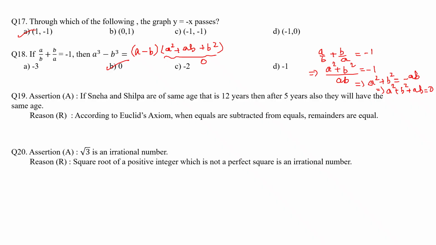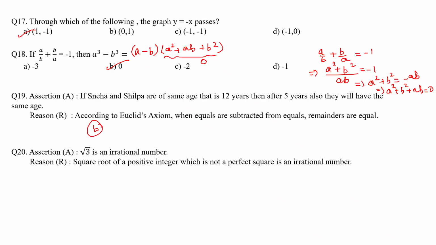Next question number 19. If Sneha and Silpa are of the same age, that is 12 years, then after 5 years also they will have the same age. Reason: according to Euclid's axiom, when equals are subtracted from equals, remainders are equal. Actually here 5 years are added. So both assertion and reason statements are correct, but the reason is not the correct explanation. So from here we can say B will be the correct answer.